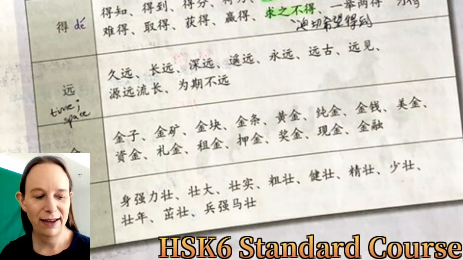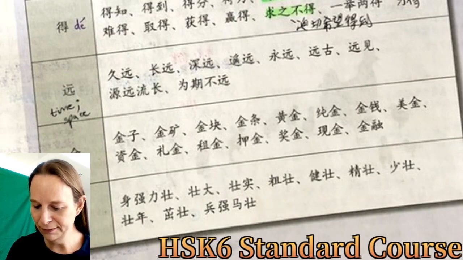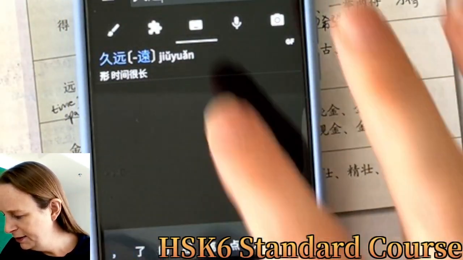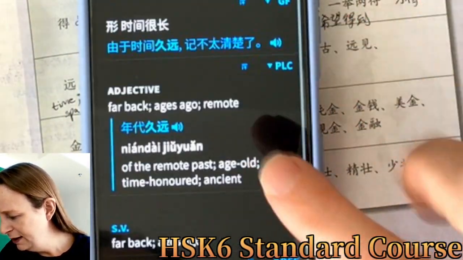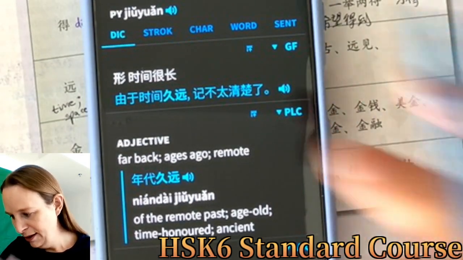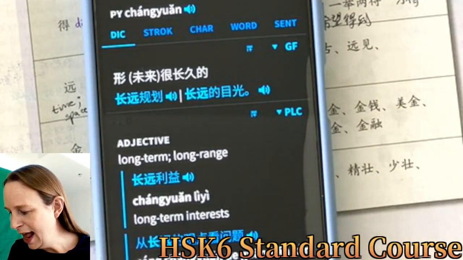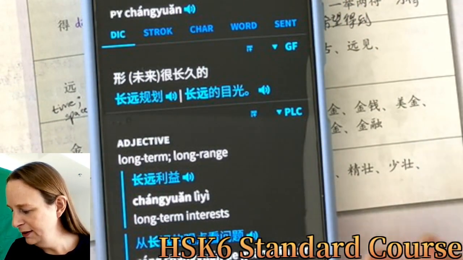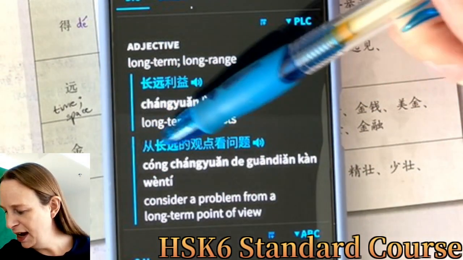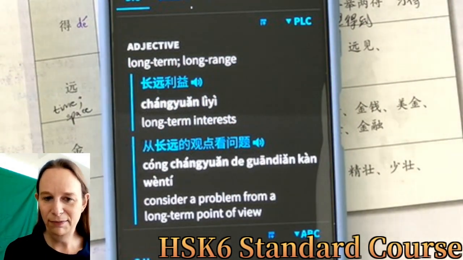长远, so usually I see 长远 referring to the future, like you're looking at long-term consequences of something like that, whereas 久远 is past, I think. 久远, yeah, far back, HSK remote. Whereas 长远未来很长久的. Okay, 长远利益, this is long-term interest. 从长远的观点看问题, so this is looking at a problem from a long-term point of view.